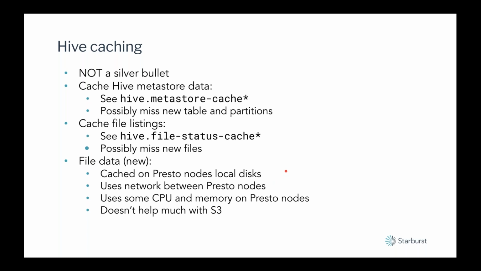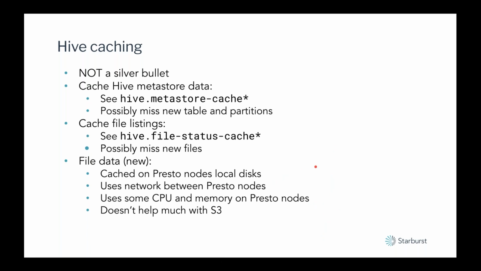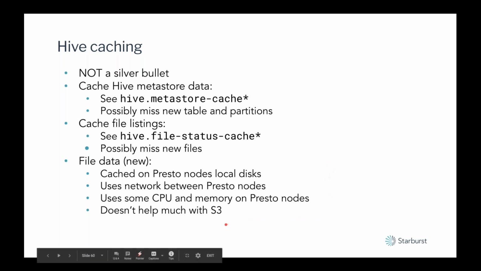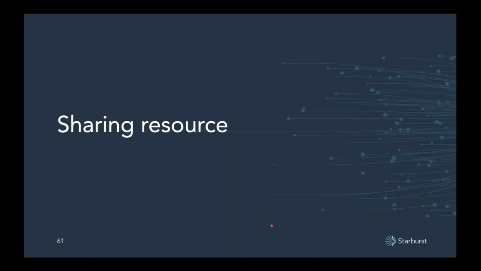And most importantly, S3 is actually pretty good. So this actually doesn't help very much with S3 in most cases. Instead, if you're having issues with S3, it's probably due to small files. You probably want to just address the small file problem directly instead of messing around with caching. This can be a dramatic help in Azure today. And I'm not sure about GCP, I haven't seen it yet.